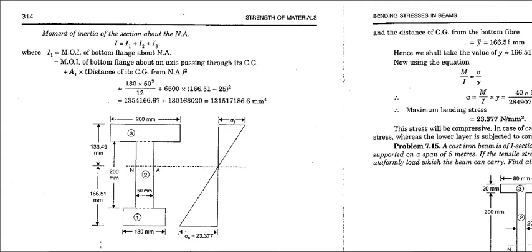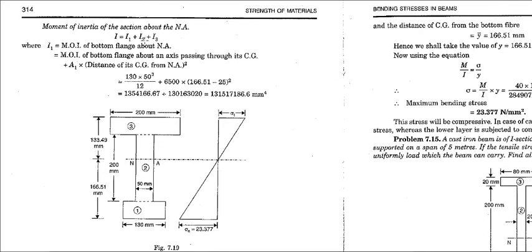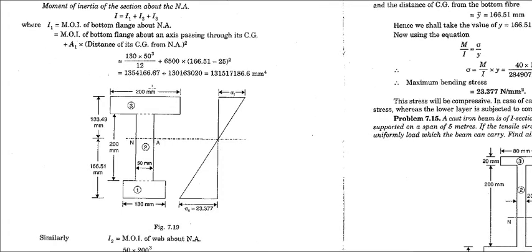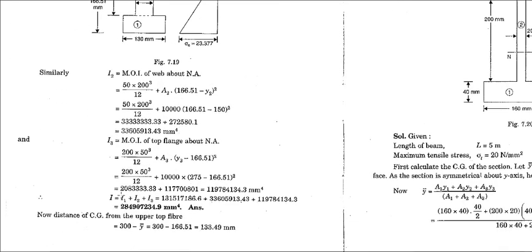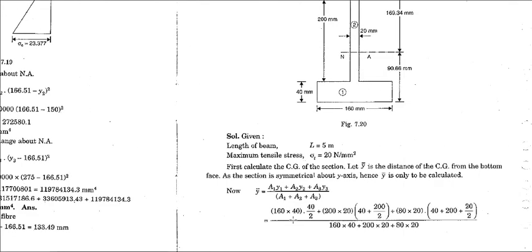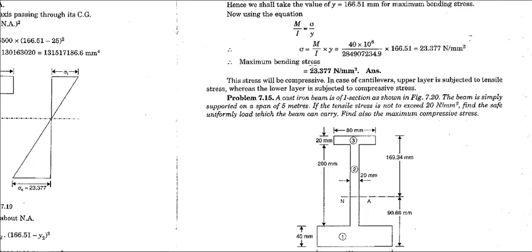The next thing is to calculate the moment of inertia for the individual sections, and using the parallel axis theorem you can easily calculate the moment of inertia for each and every section, and then add all of these three together. Then this is the CG distance from the top fiber, and using this equation you can calculate the maximum bending stress at the extreme fiber, whose value is this.